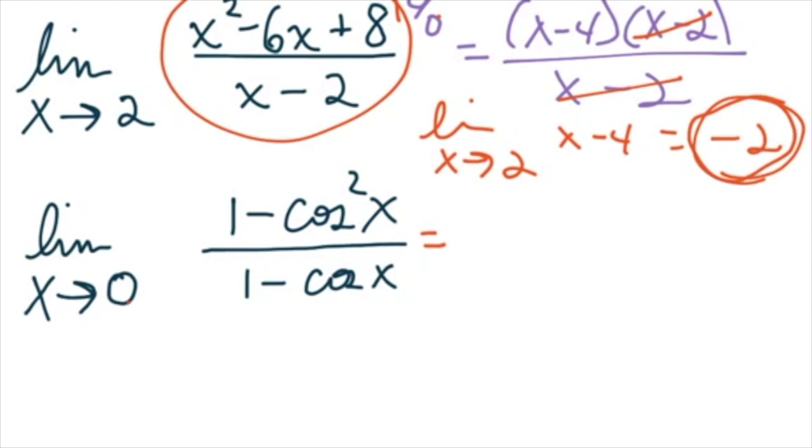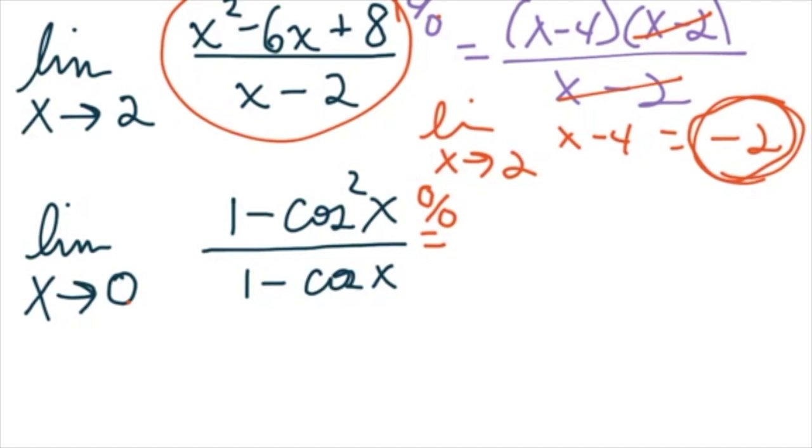You plug 0 in. Cosine of 0, you know what I said. We're going to throw some trig identities at you, right? So I put 0 in, I get 1 minus 1, which is 0. 0 in the bottom, 1 minus 1, which is 0. I got 0 over 0. I need to do something.